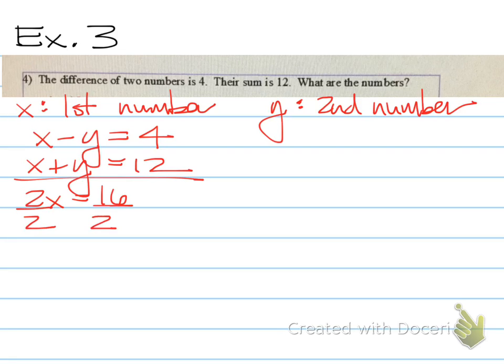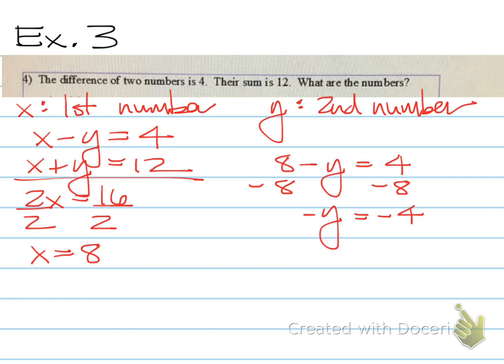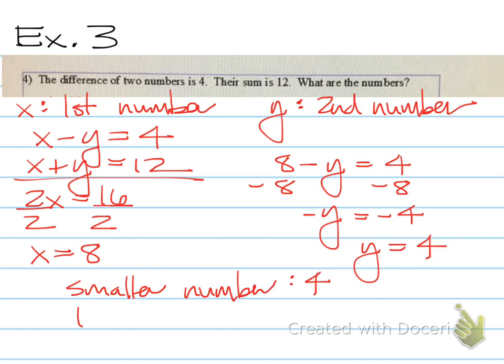Add them up, and we get, divide by 2, we get X equals 8. And then plug that value into either equation. I chose the first equation, 8 minus Y equals 4, so Y equals 4. So the first number is 8. The second number is 4.